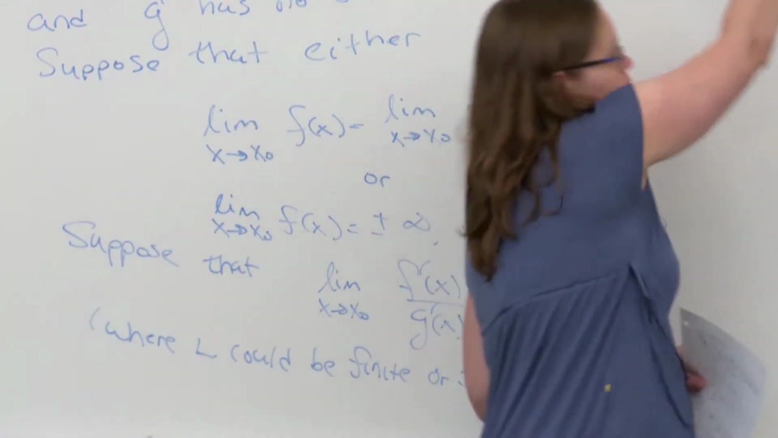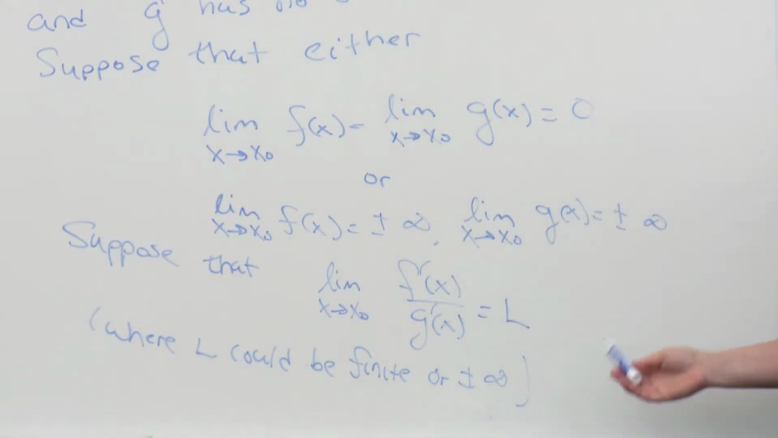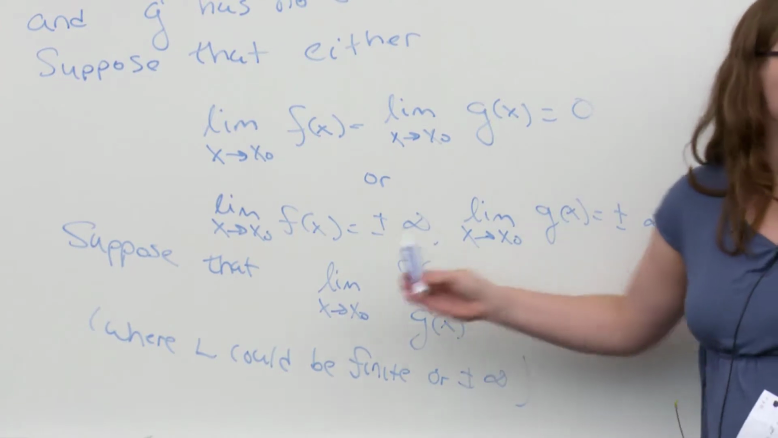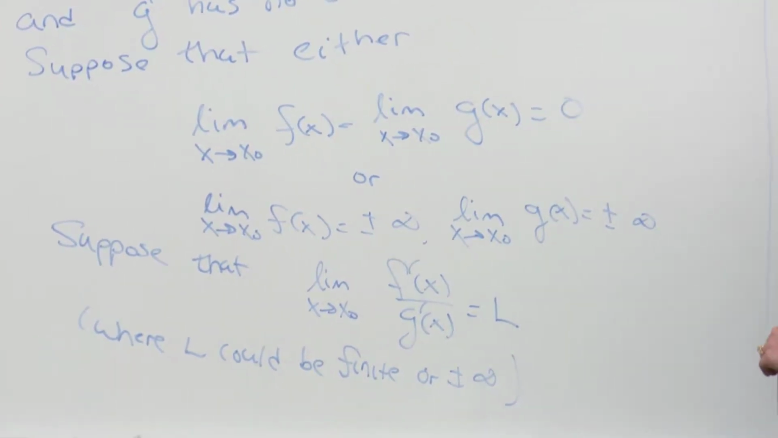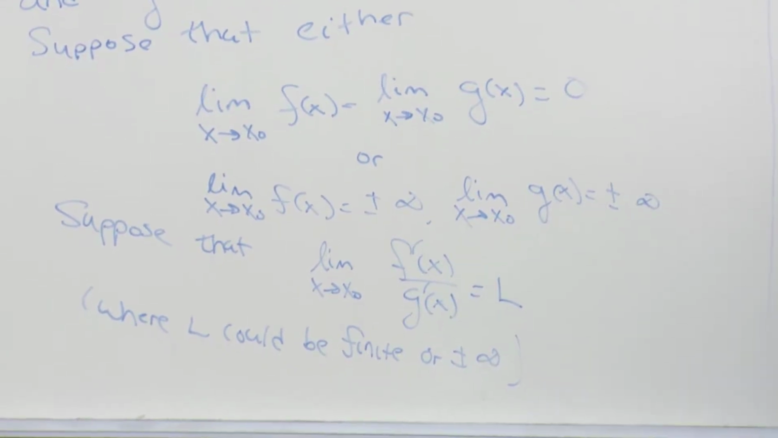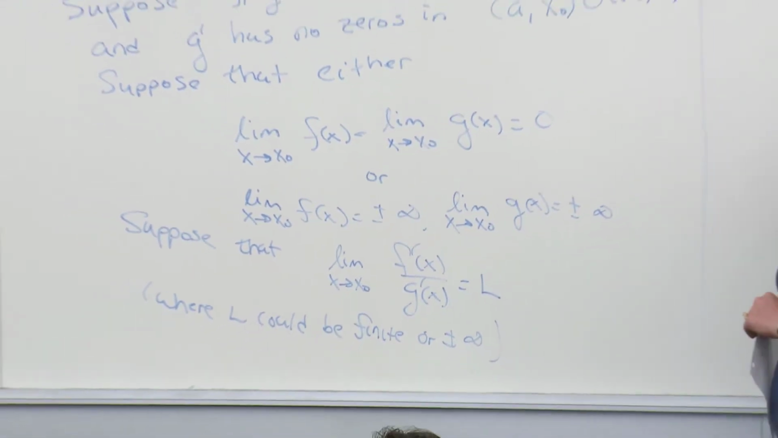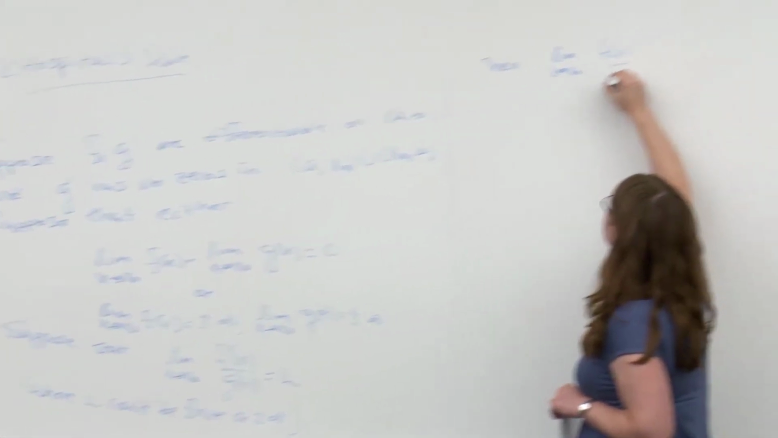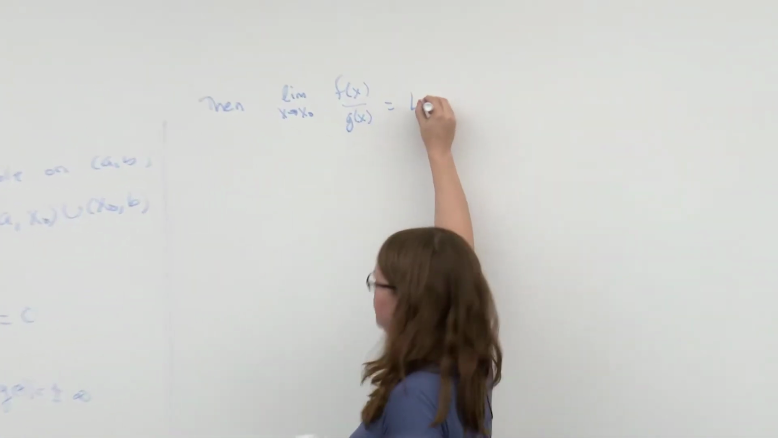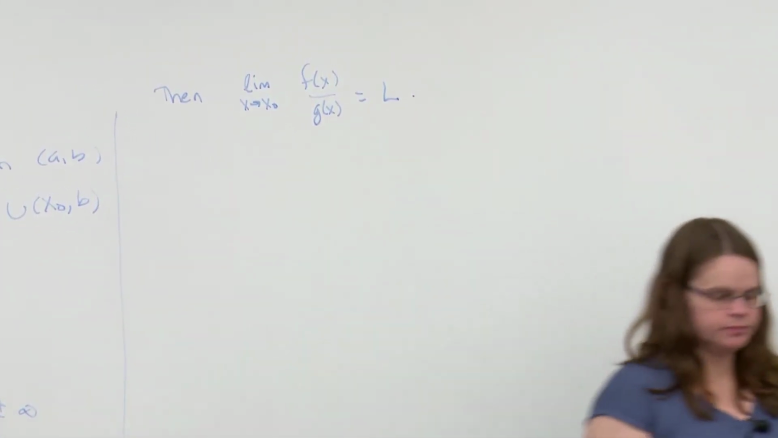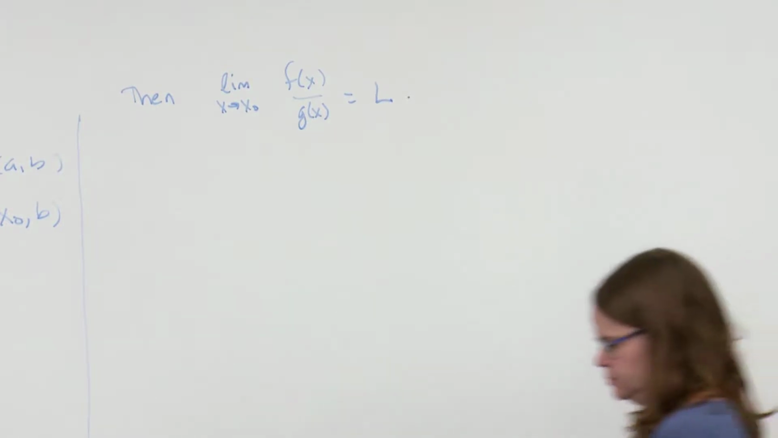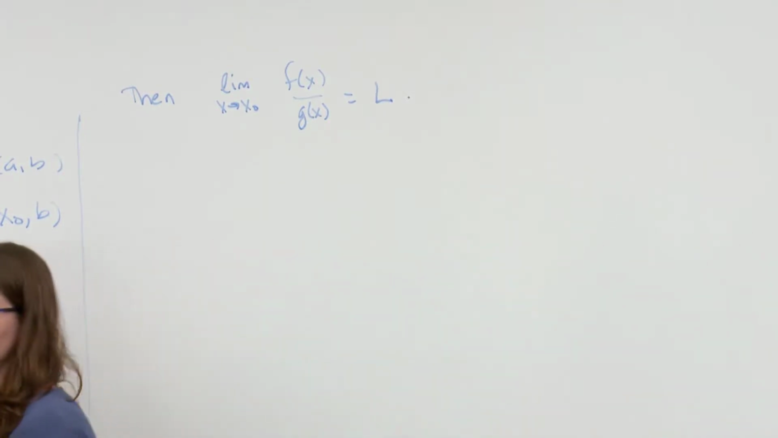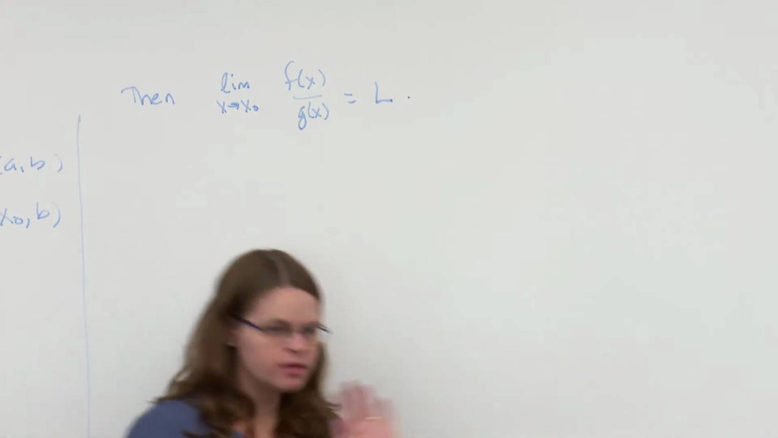Then the theorem says, well, you know what the theorem says, that we can use this limit here to get the limit of our original ratio f over g. So the limit as x goes to x naught of f over g is also equal to L. Okay, so this is the theorem. This should be familiar to you.